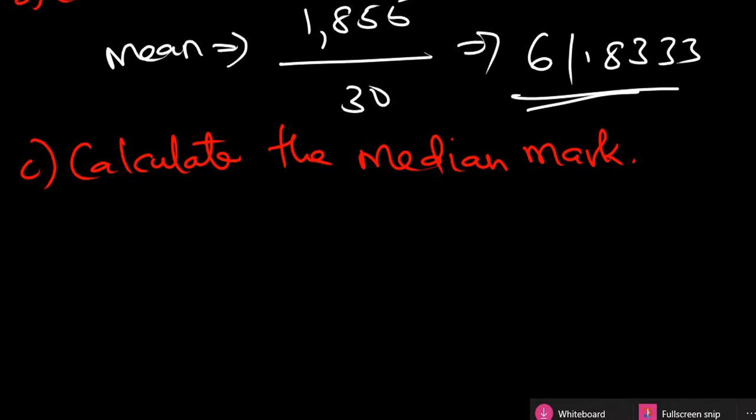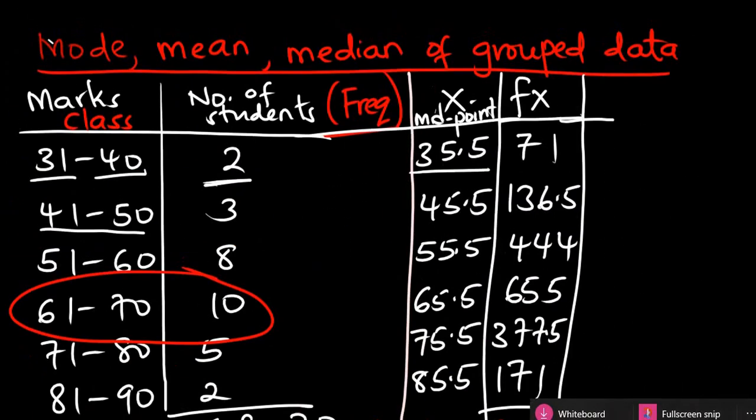And by the way, when we talk about the median mark, we mean the mark that is at the middle, at the center. If you arrange these marks from the lowest to the highest, or from the highest to the lowest, the mark that is going to lie at the center is what we call the median mark. So, this is for grouped data. So I want us to arrange these marks.